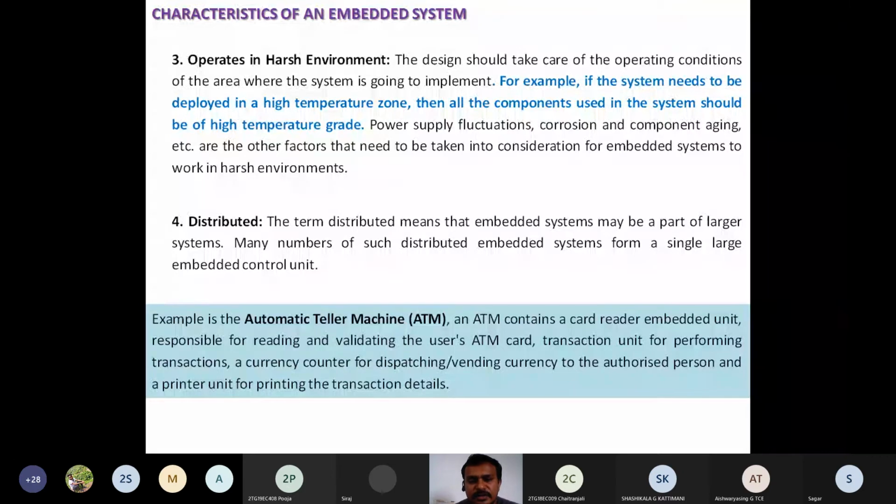Printer. Obviously, after the transaction, we need some printing materials, the printout, the details of the transaction in the printed format. So a small printer, obviously, printer is an embedded system. So it is a part of that large embedded system, let me say. So a large embedded system is the connection of small embedded systems. Those small embedded systems are considered as the distributed embedded systems. So the embedded system must have the characteristics of a distributed fashion.